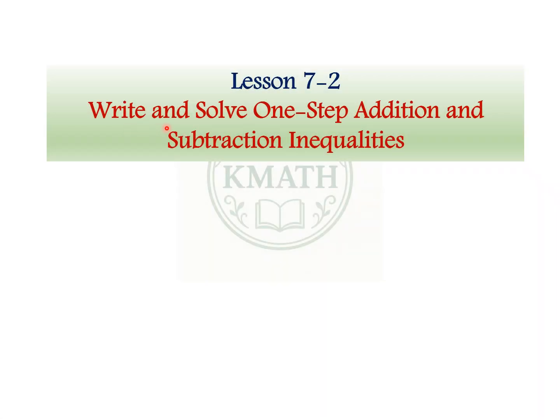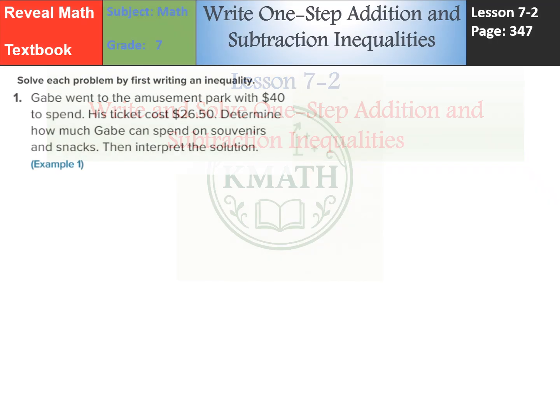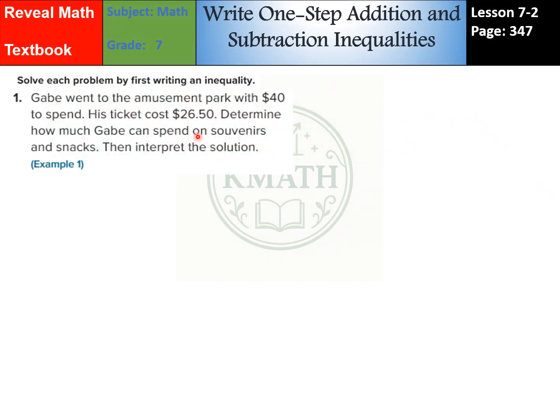In this lesson we will write and solve one-step addition and subtraction inequalities. Gabby went to the amusement park with $40 to spend. His ticket cost $26.50. Determine how much Gabby can spend on souvenirs and snacks, then interpret the solution.